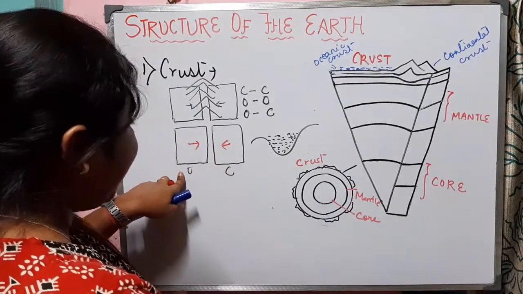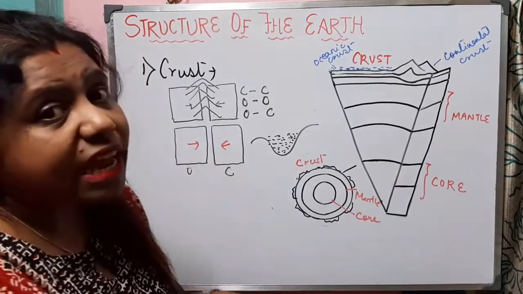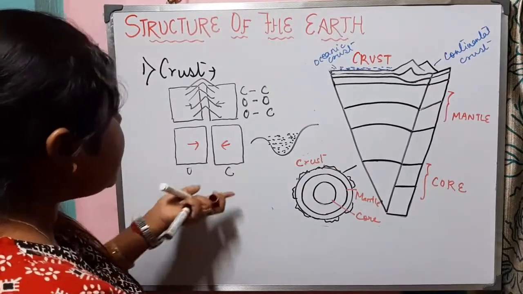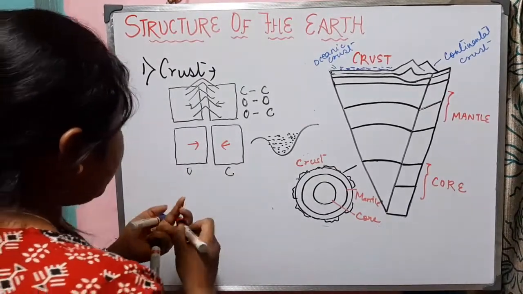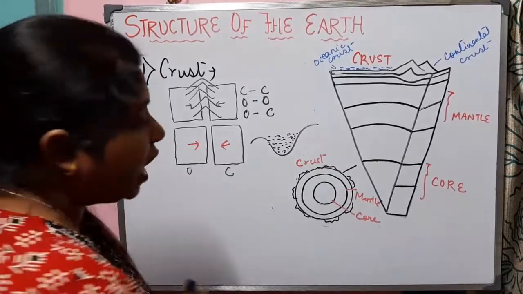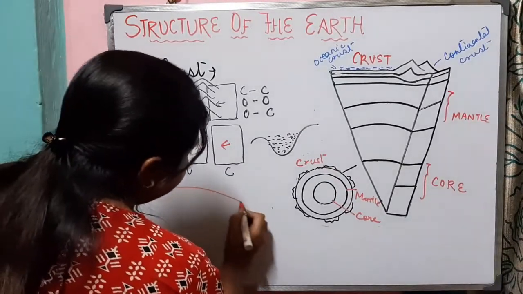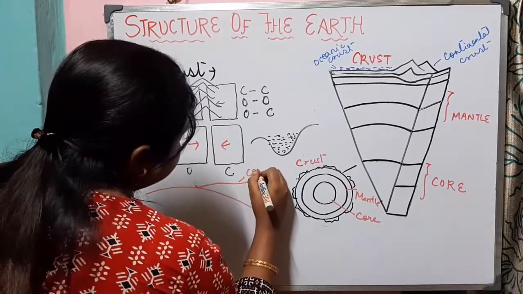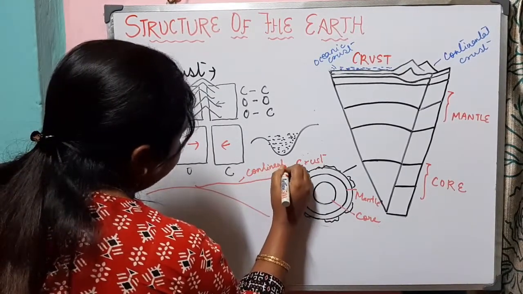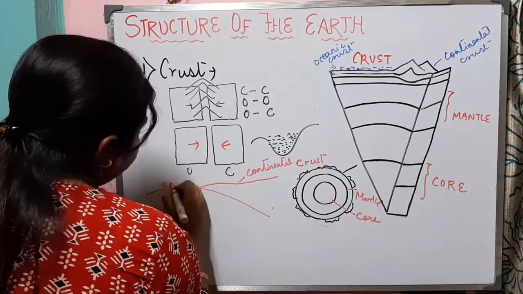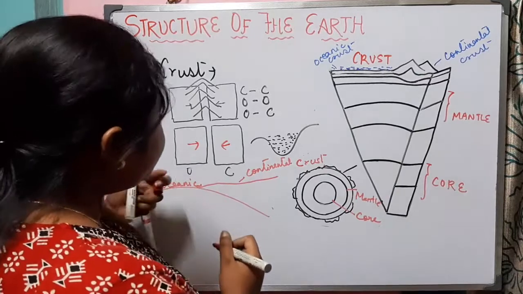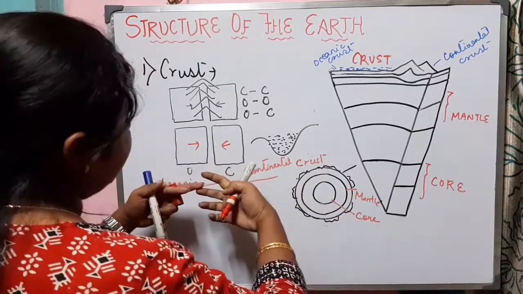Now the oceanic plates are of much heavier materials. That means they are much denser than the continental plates. So it will lead to a subduction. How will it happen? The continental plates are the lighter plates, and the oceanic plates are the denser plates. So what will happen when the two plates collide with each other?